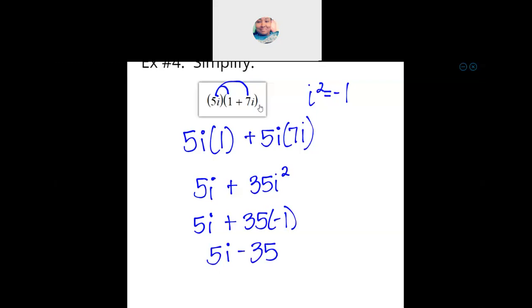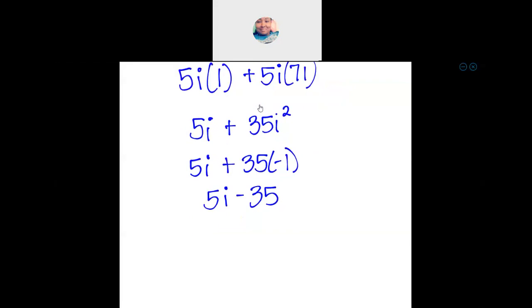Now this would not be my answer, because I always want to write my real number in front and my imaginary number in the back. Mathspace for school may still mark it wrong if you write it the wrong way. I just haven't tried typing it the other way; I was always typing the number first. So I want to flip this around to be negative 35, and 5i is positive, so plus 5i. So this is my answer.